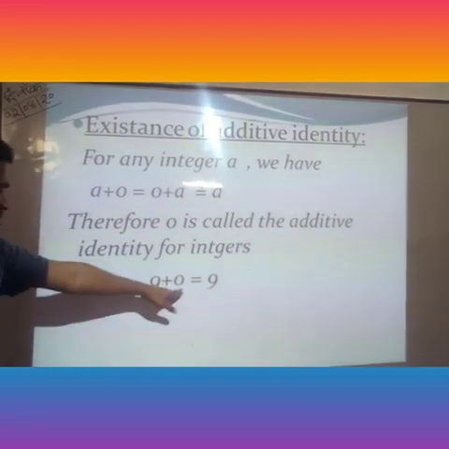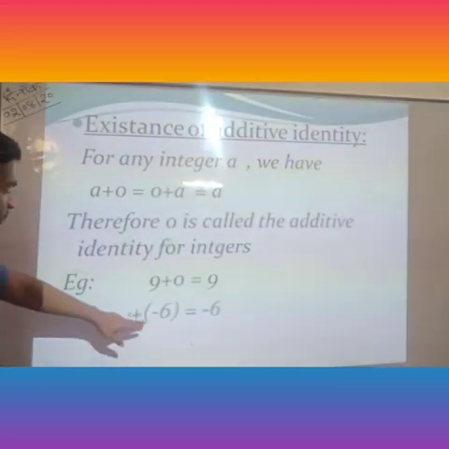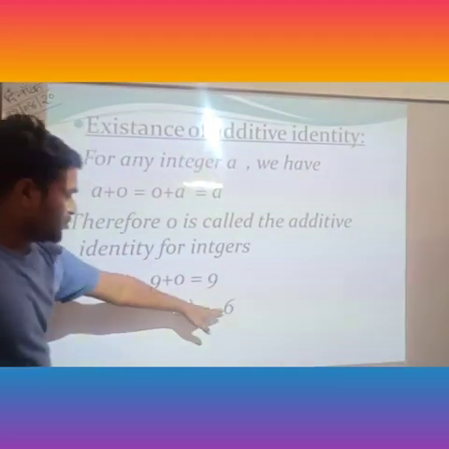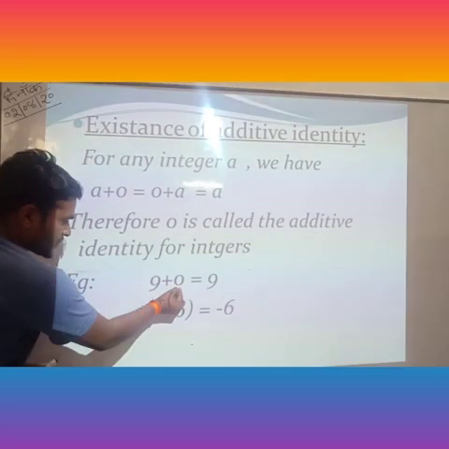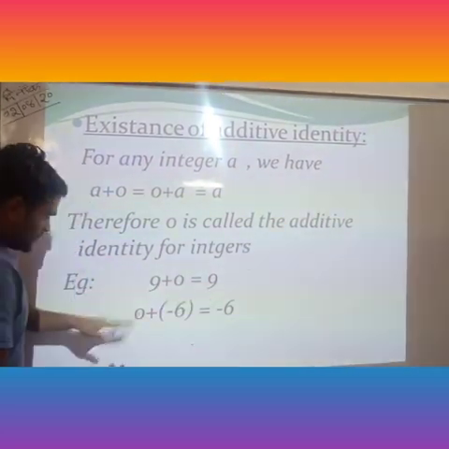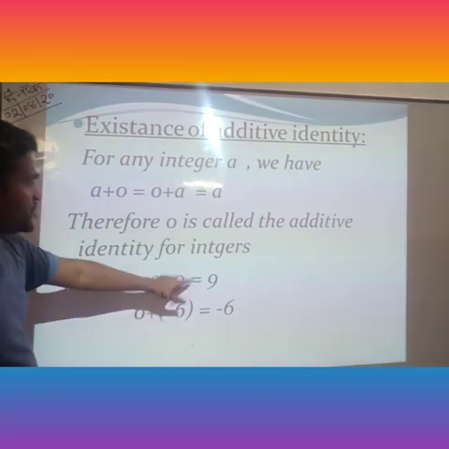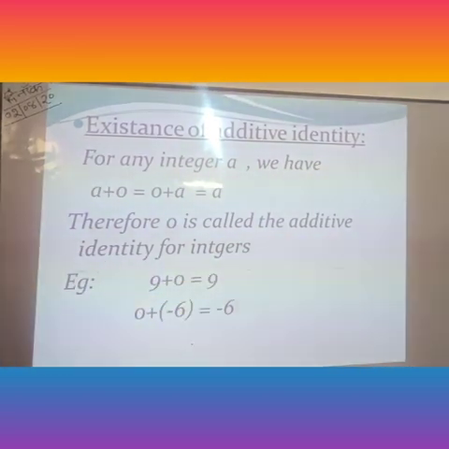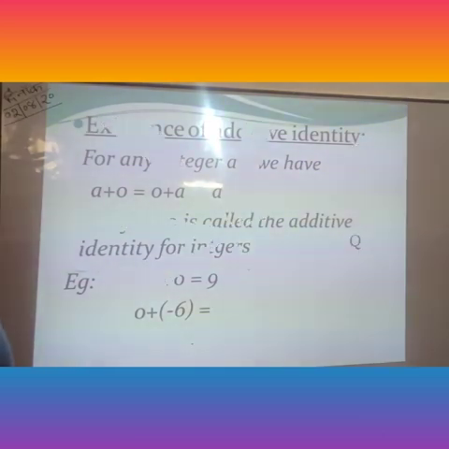Suppose 9 plus 0 is equal to 9. 0 plus minus 6 is equal to minus 6. Here we are adding 0 to 9, so we get 9, the integer itself. That is why 0 is called the additive identity for any integer.